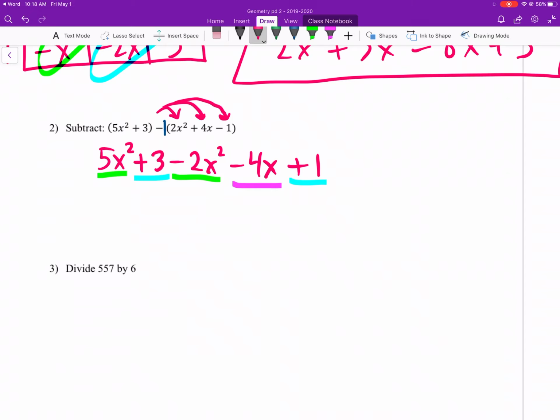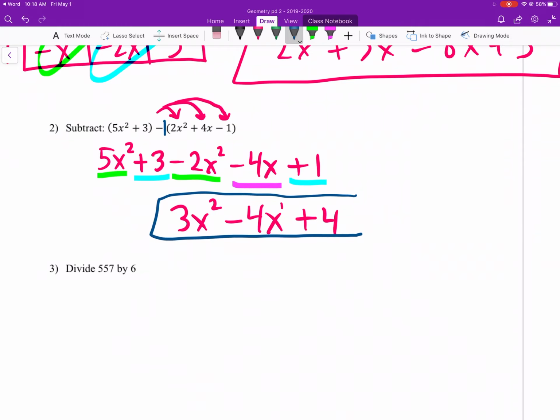So combine your like terms. 5x squared minus 2x squared is 3x squared. I'm going to write the x term next. Remember, we talked about the exponents kind of going down. All right, those exponents are in descending order, so it's an exponent of 2, then an exponent of 1, and then your constant. That's standard form. All right, and then your constants combined together, 3 and 1 makes 4. And by the way, you do not have to write the exponent of 1. All right, you can just leave it as minus 4x.